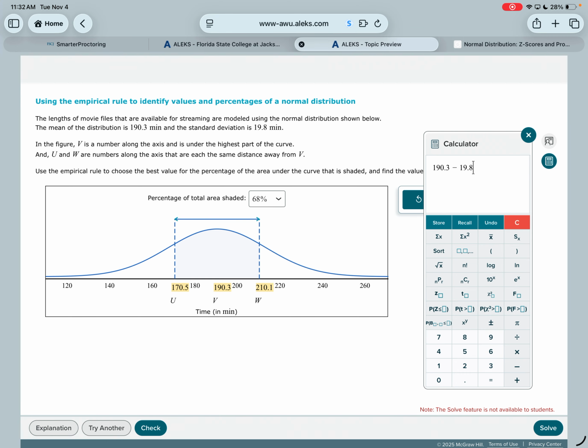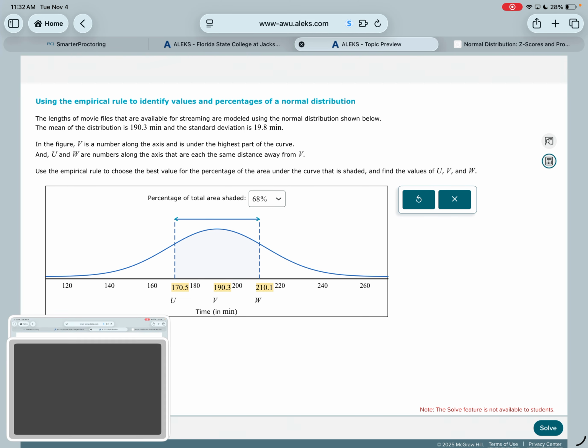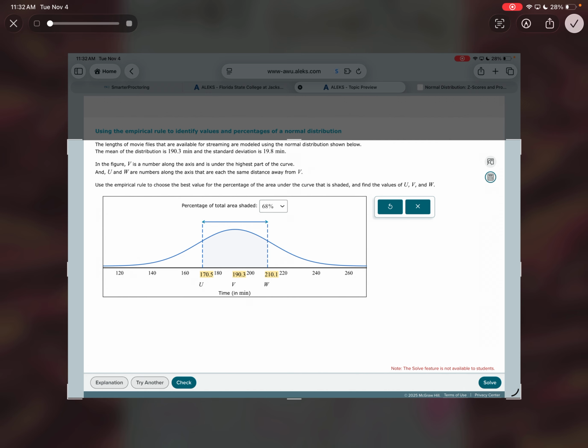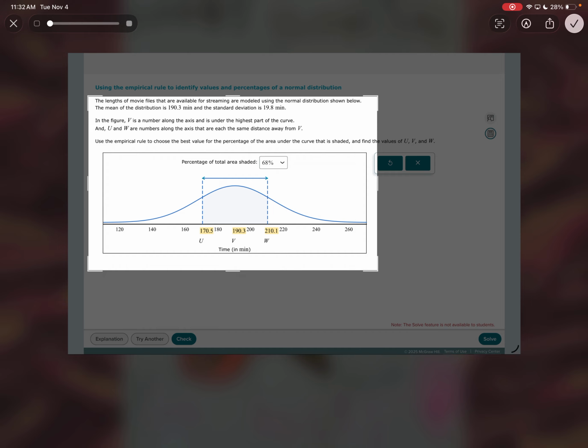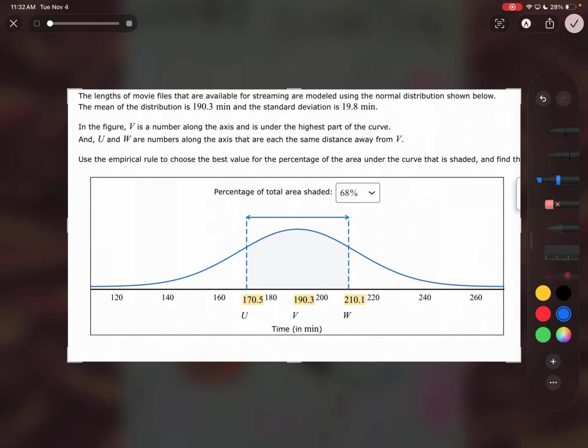I don't really need the calculator. Let me write this real quick. I'll show you the way that I kind of think about doing this, and it helps my brain, but it's not necessarily just a calculator shortcut. So this is the mean, and then we did 190.3 plus 19.8 and got 210.1, and 190.3 minus 19.8, and we got 170.5.